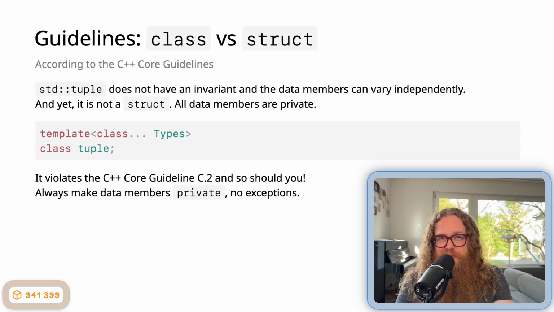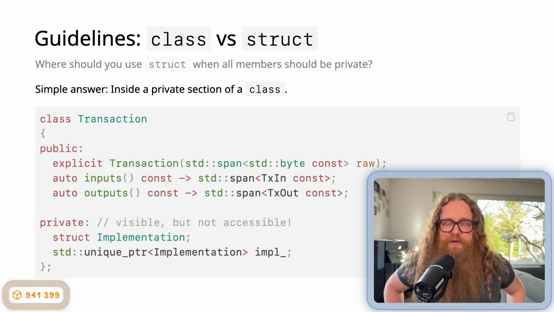And there's another type in the C++ standard library that also does not have invariants, and the members can vary independently. That's tuple. And yet, tuple is not a struct, it's a class, and the data members are private. So it does not really follow the C++ Core Guideline C2, and it's probably a good idea that you also do not follow it, but follow instead my recommendation. Always make data members private. It's also easier to remember if you do not have exceptions to that guideline.